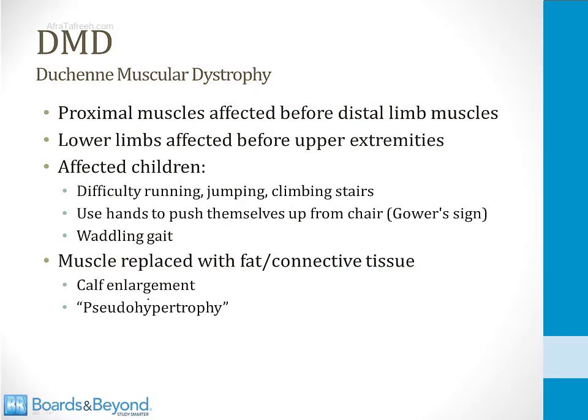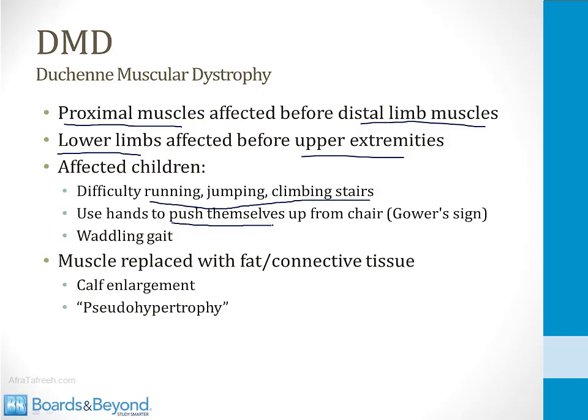When children initially present with this disorder, the proximal muscles are typically affected first before the distal limb muscles. In addition, the lower limbs are affected before the upper extremities. This means that affected children will have difficulties with activities that involve the lower extremities, things like running, jumping, and climbing stairs. A classic sign of Duchenne muscular dystrophy is when children use their hands to push themselves up from a chair because their lower extremities are so weak. This is called Gower's sign.